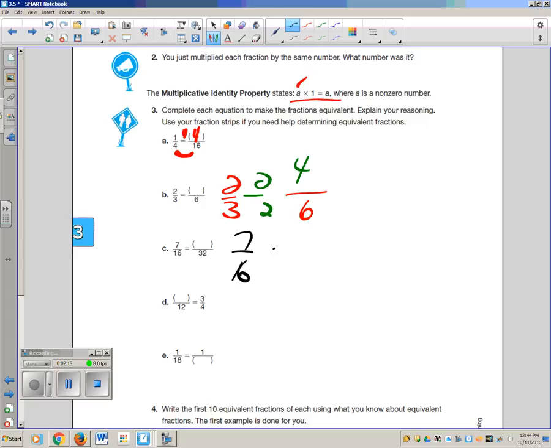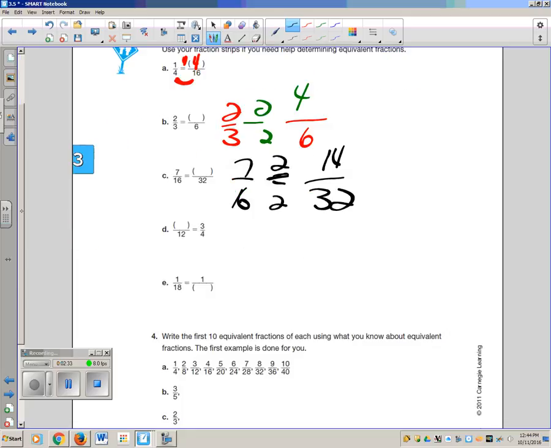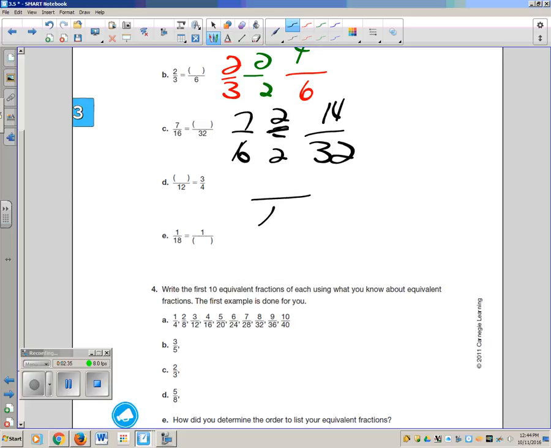7/16. I went to 30, I multiplied that times 2. If I multiply the bottom times 2, I multiply the top times 2. 7 times 2 is 14. I can go either way. 12ths, looking for that. 3/4. Working right to left, what did I multiply the 4 by? 3. So I multiply this 3 by 3, and I get 9. 3/4 is 9/12.